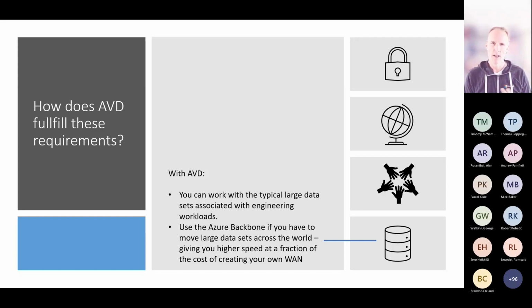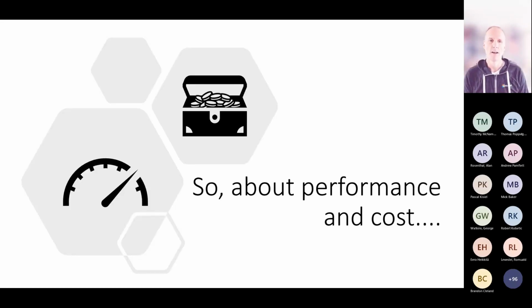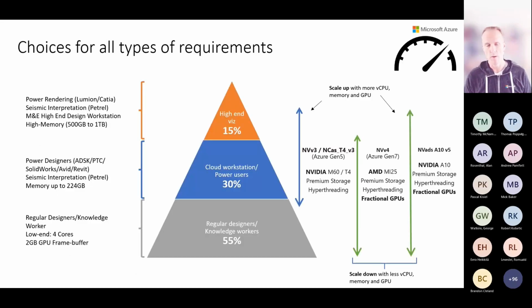So that covers the aspect of security, working from anywhere, working together on these big data sets. And it leaves then the two other data points, which I'll zoom into a little bit more. It's cost and performance. So when we speak about performance, the first thing that's important, obviously, is that you need to have a GPU available to the user.